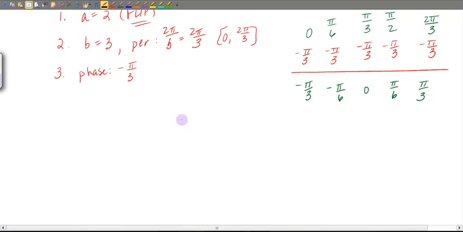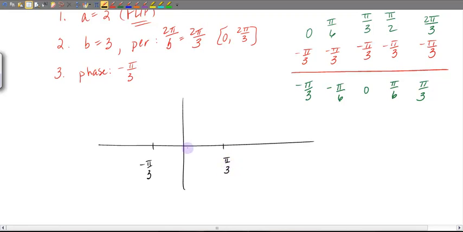Coming down here, let's draw our graph out. I'm going to be on this side as well as this side. So I have a negative pi over 3, positive pi over 3. 0 is in the middle. I have negative pi over 6, positive pi over 6. I want to graph this for 2 periods, but I'm going to come back and I'm going to address that part in just a second.